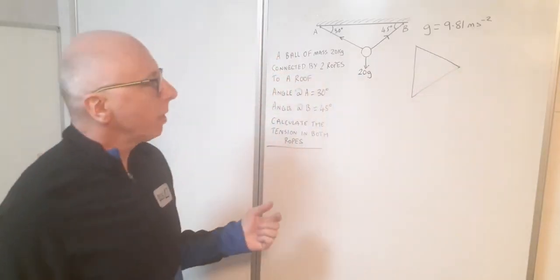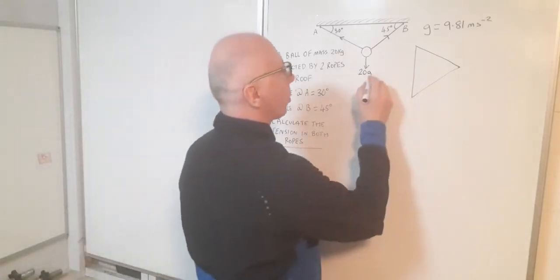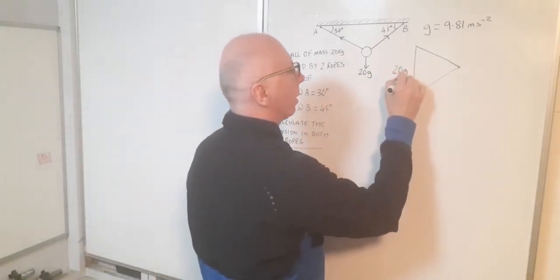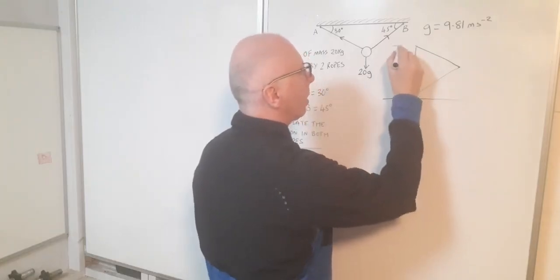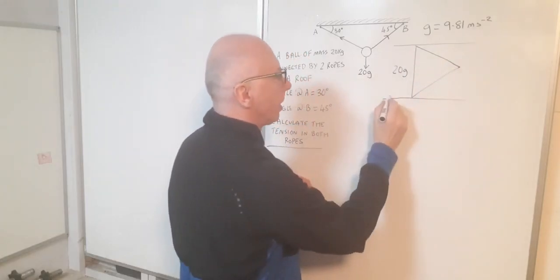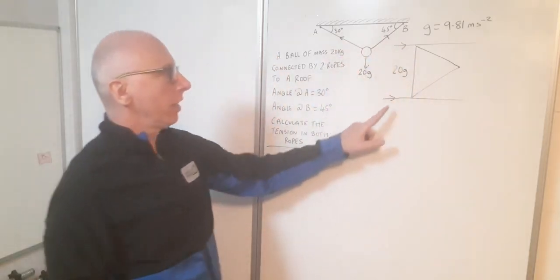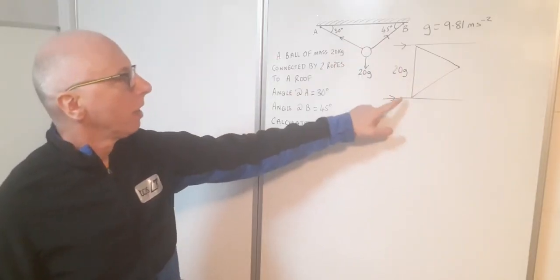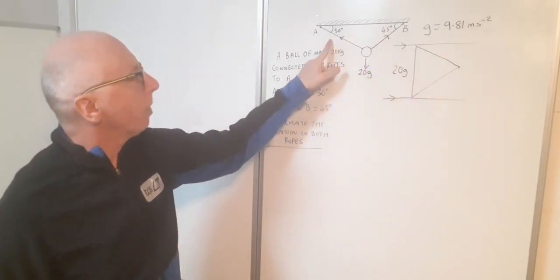Now as it's in equilibrium again, we can join these all together. So then I've got 20g, and then I've got to work out what my angles are. So if I just draw a parallel line, these lines are parallel. Don't get that confused with the tension. That's just to represent parallel lines. So that's 20g. And then I've got this one here which represents my A.